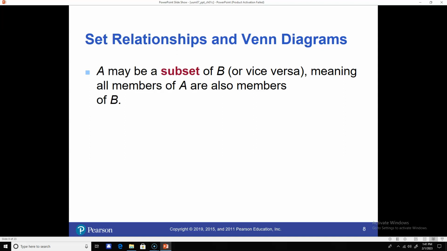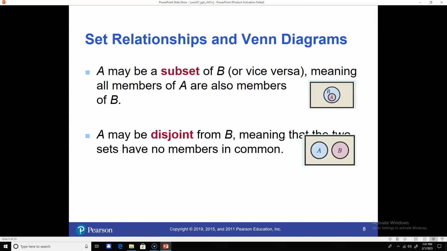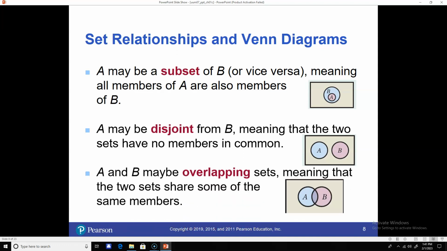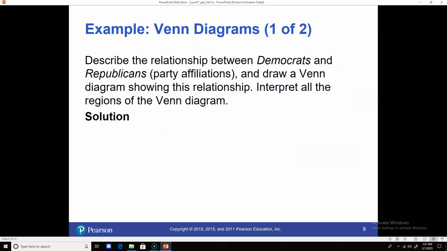Yeah, so it says A may be a subset of B or vice versa. B may be a subset of A. That just means it's completely contained, as was clearly demonstrated in the whales and mammals example. Disjoint means they have no intersection, so they have no common pieces, and we saw that in the fish and mammals example. And then those that have some intersection, but one is not a subset of the other, those are sets that are overlapping.